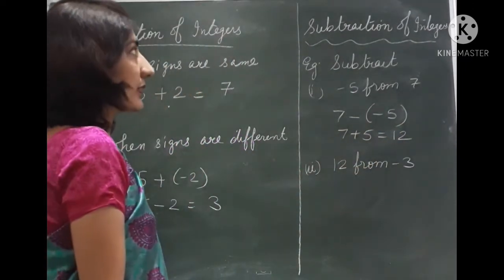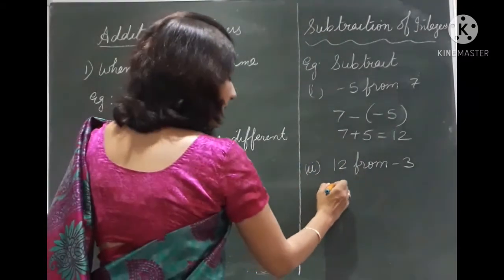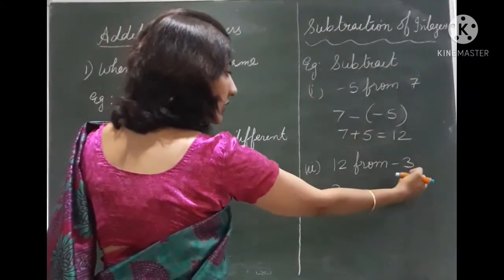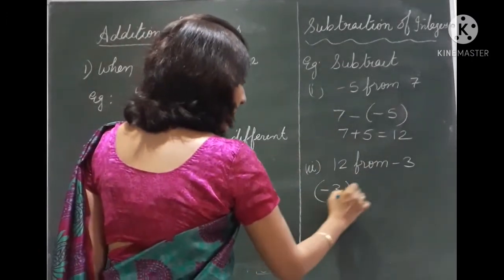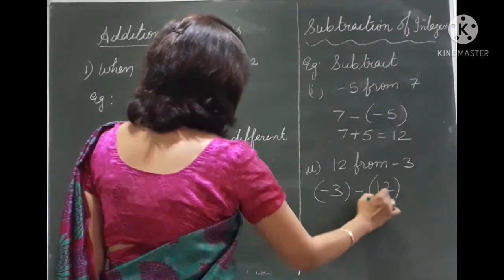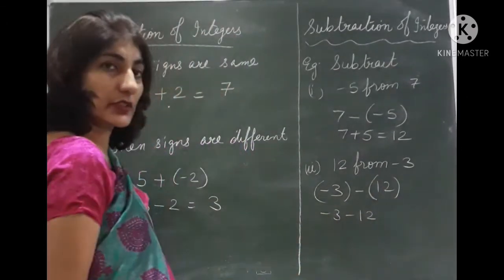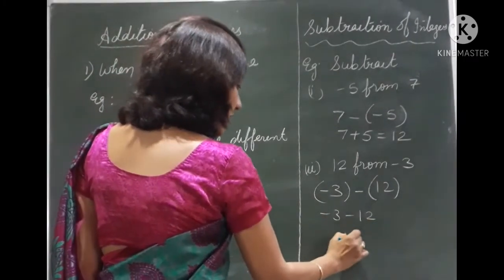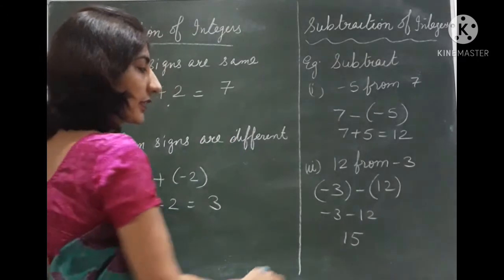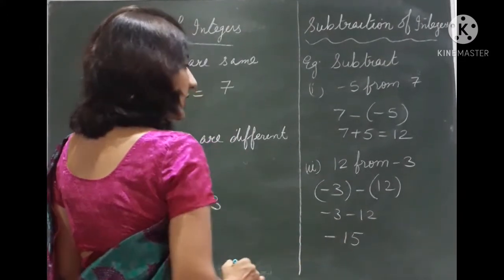Another question is subtract 12 from -3. From -3, the integer which comes after 'from', that we write first. So -3 minus 12. Both are negative integers. So what will I do? Ignoring the sign, I will add them. 12 plus 3, 15, and put the sign of the greater number. Greater number is 12 and in front of 12 the sign is minus. So it is -15. Try these on page number 2.